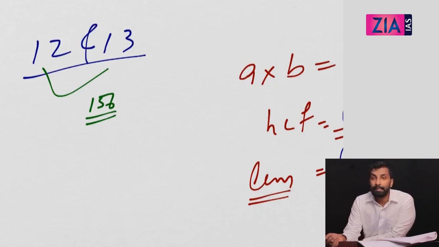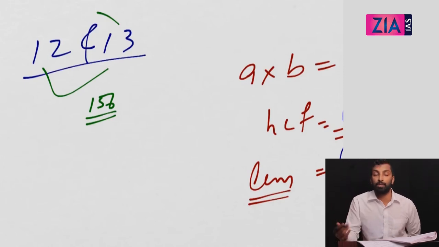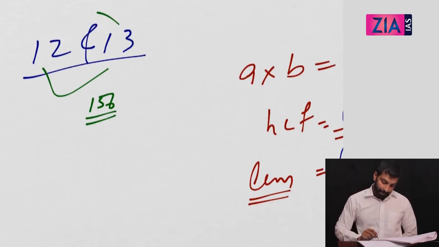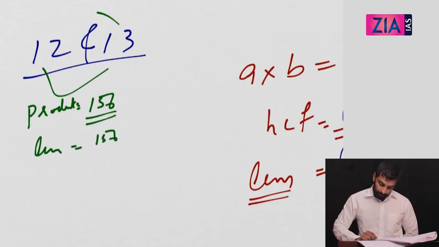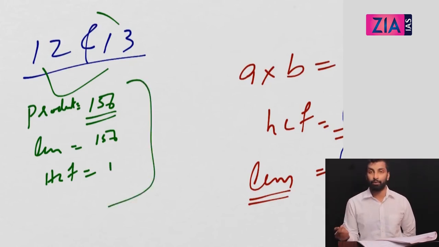Now, what is the LCM? LCM is basically 12 into 13 because among them there is no common factor. I hope you know this concept that we have already discussed, coprimes. Two consecutive numbers are coprimes because they don't have any common factors. Relatively prime, except 1 there is no common factor. So here the product is 156, LCM obviously 156, and HCF, you just take the difference, so that is 1. So here also HCF is 1, so I can't make a difficult question here.